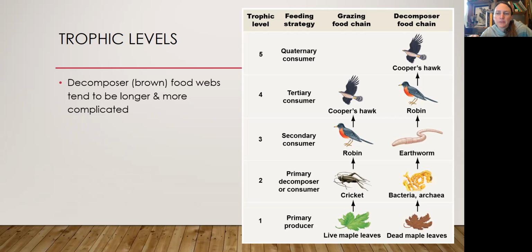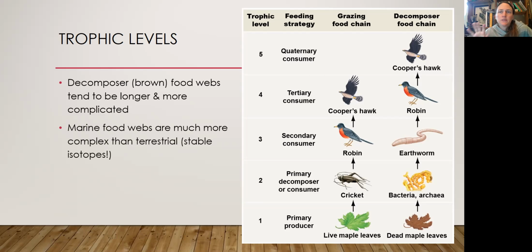Now, if you have dead maple leaves, then you might have bacteria eating the leaves, and then earthworms eating the bacteria, and then the robin eating the earthworm, and then the hawk eating the robin. So you have actually an additional level in your trophic levels in the brown or the decomposer food chain.